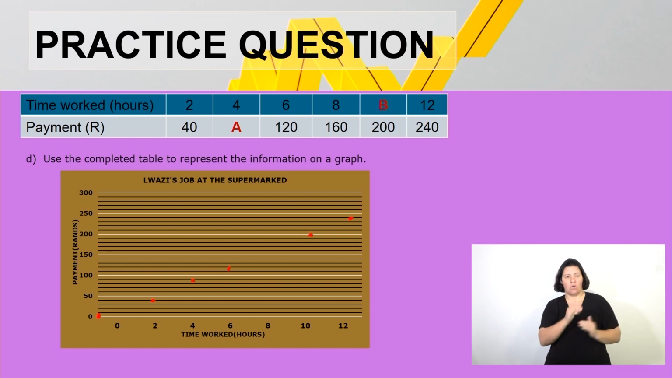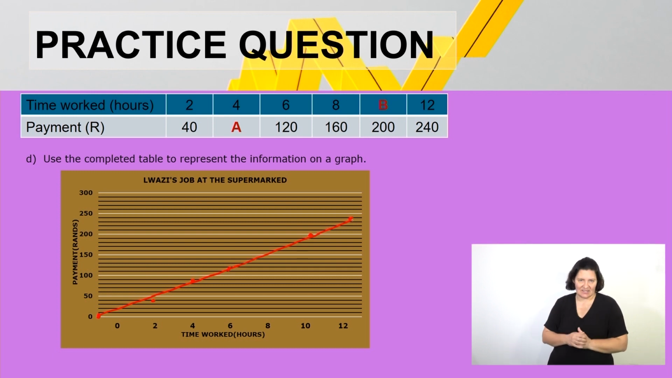And you can see that our dots are going up. Therefore, they are increasing. Let's connect them nicely. And then they will give us that increasing relationship over there.